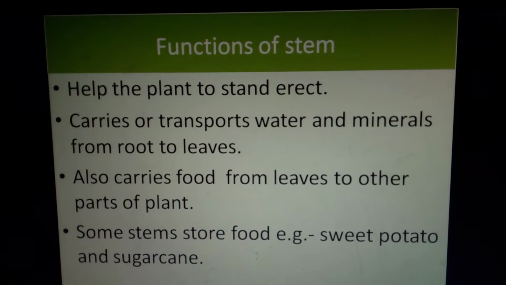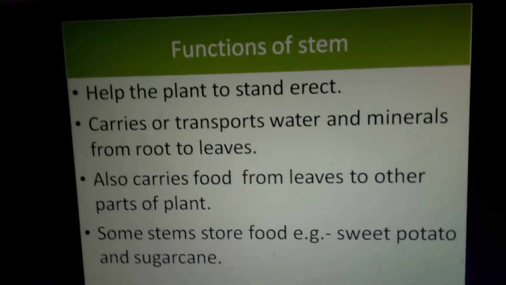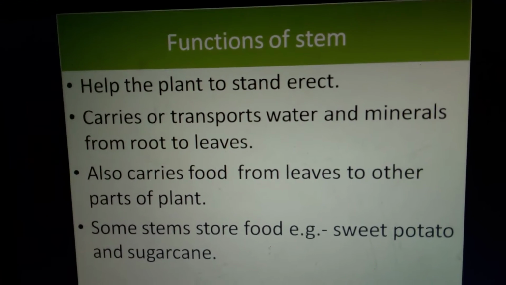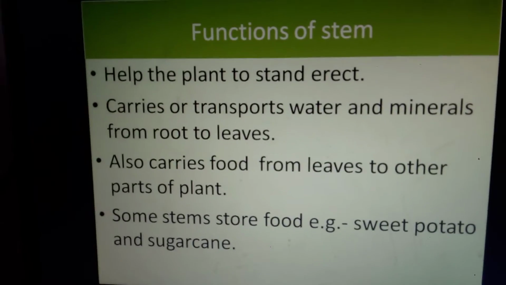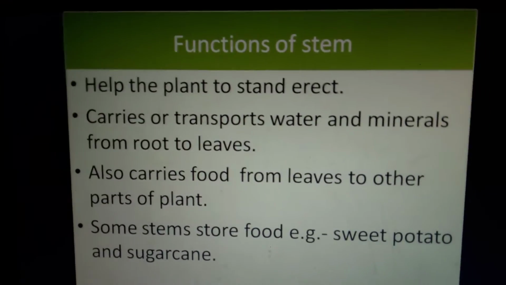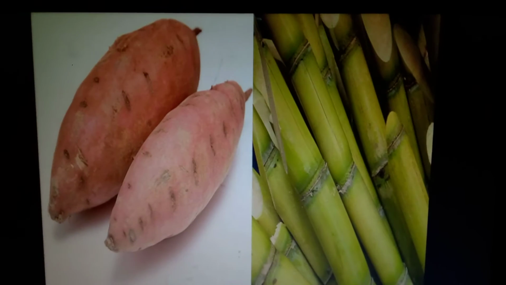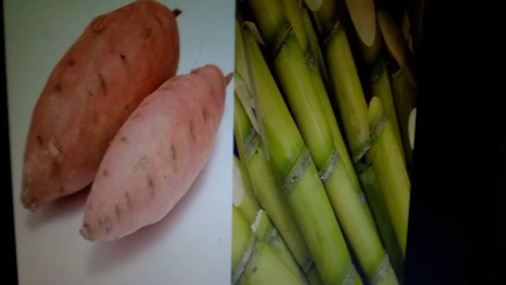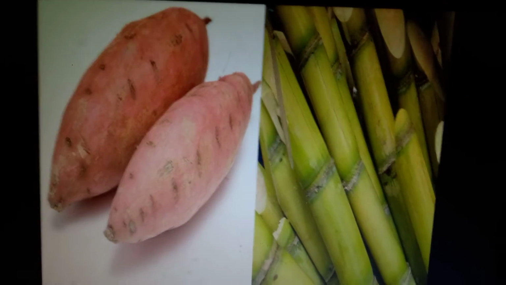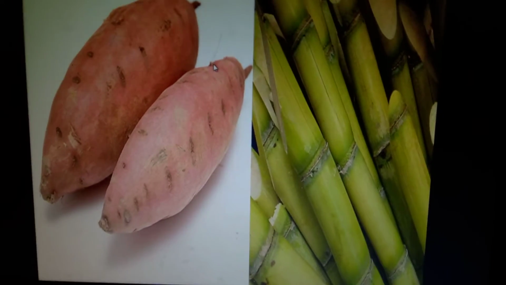Some stems store food, example sweet potato and sugar cane. This is a picture of sweet potato and this is a picture of sugar cane.